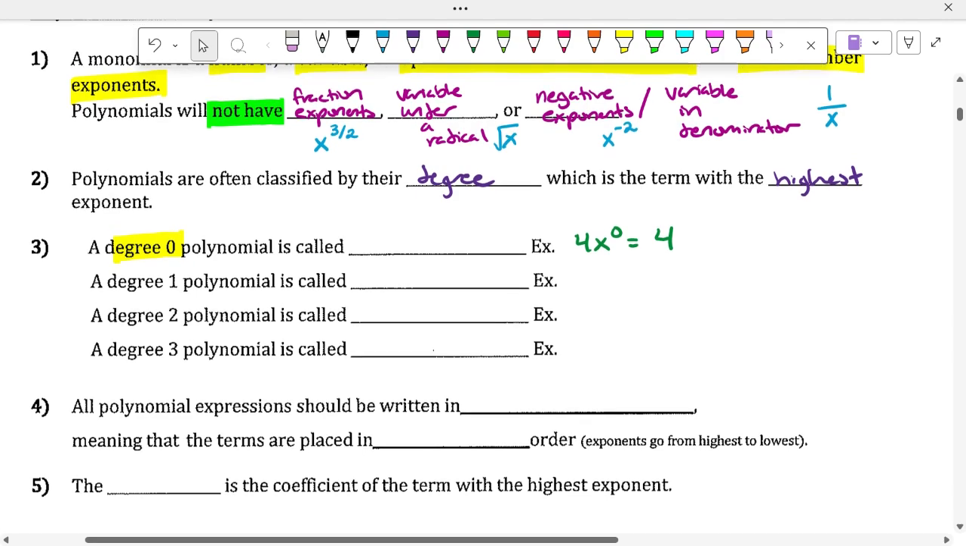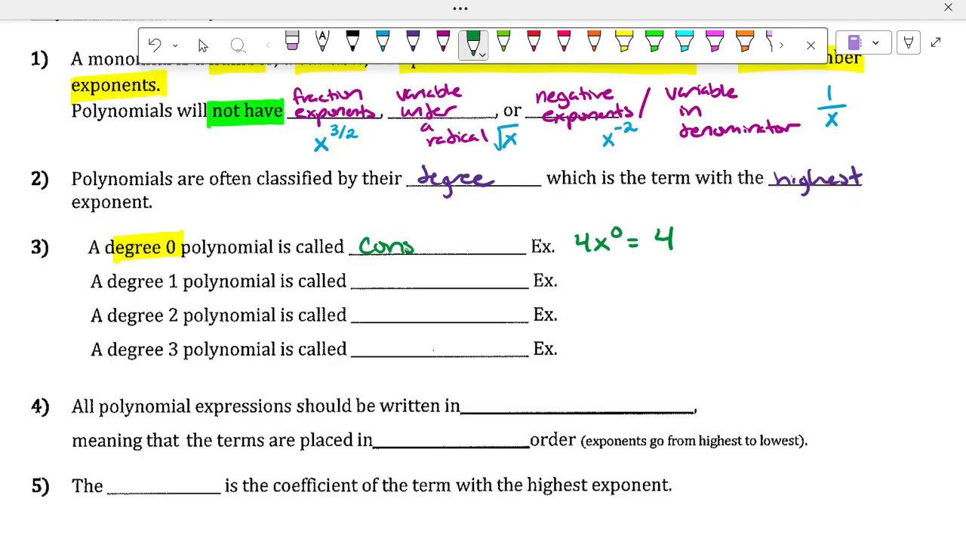You just have a singular number, no variable. What's that called? Constant. That's all it's called. So if the degree is 0, that means it's just a singular number. So it's a constant. There's no variables anymore.